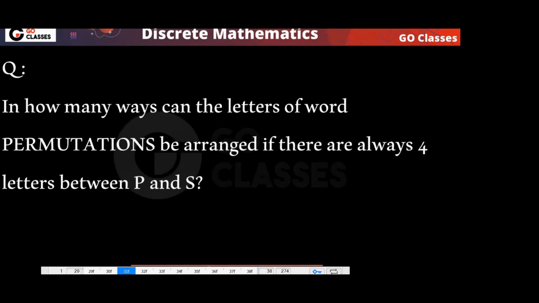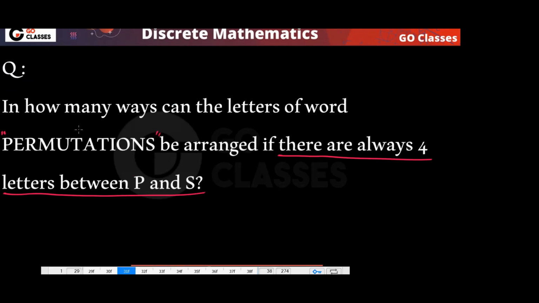Let's see this question. In how many ways can the letters of PERMUTATIONS be arranged if there are always exactly 4 letters between P and S? How will you solve it? What do you think? What is your thought process? Anyone want to tell me your thought process?